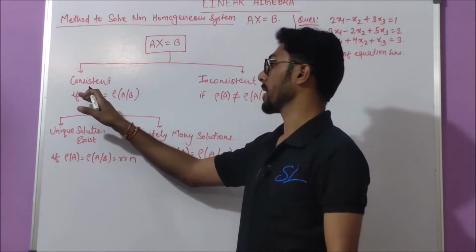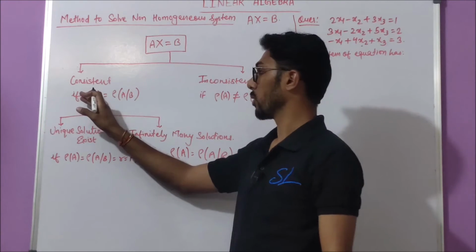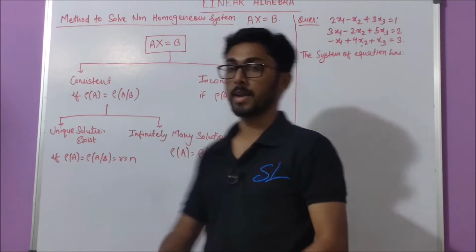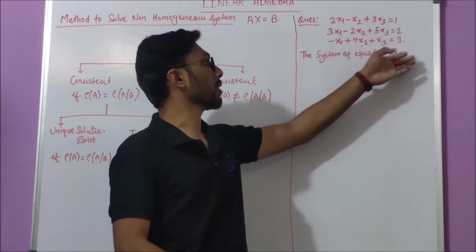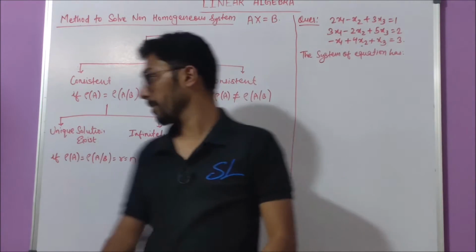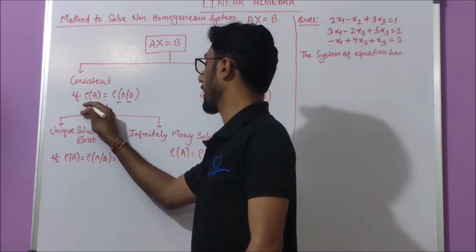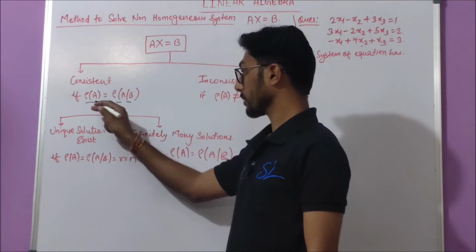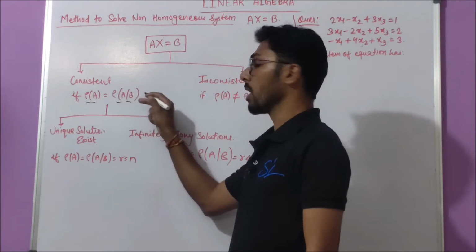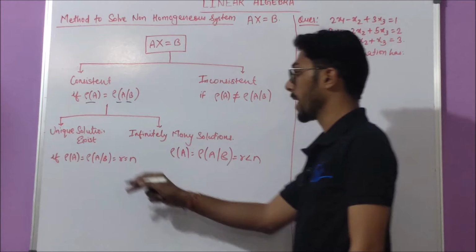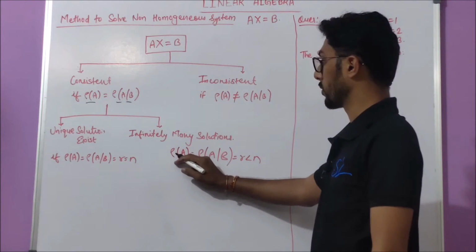So the matrix A will contain the coefficients of all the unknowns, and the augmented matrix will contain the coefficients of all the unknowns and the values in our RHS. So this is our augmented matrix and this is our matrix A, which contains the coefficients of the unknown variables. Now if rank of A is equal to rank of the augmented matrix, then there are two types of solution. One is unique solution and the other is infinitely many solutions.